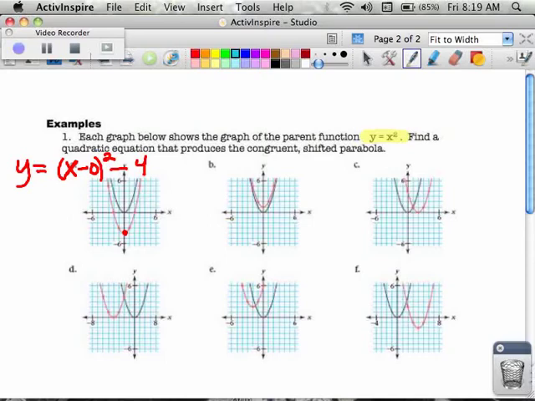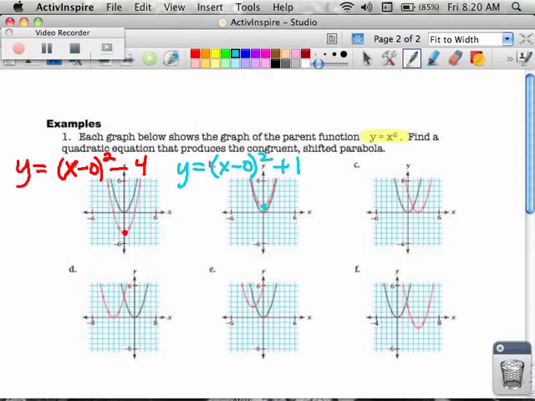In the second one, I noticed that my red graph, the new graph, has moved up 1 unit. So I'm going to write down y equals parentheses x minus 0 squared. You don't necessarily need the 0, but it definitely helps to see what's going on. So if you didn't write the 0, would you just do x squared plus 1? If you're not writing the 0, you just have x squared. Correct.